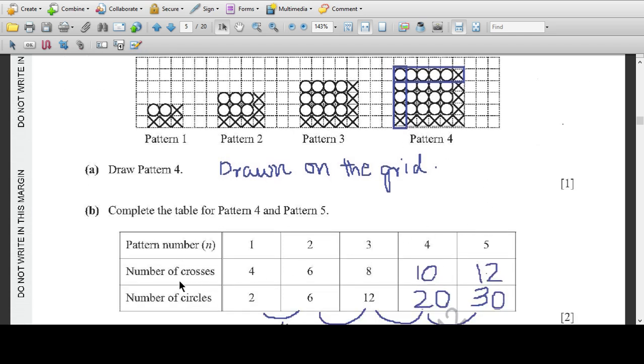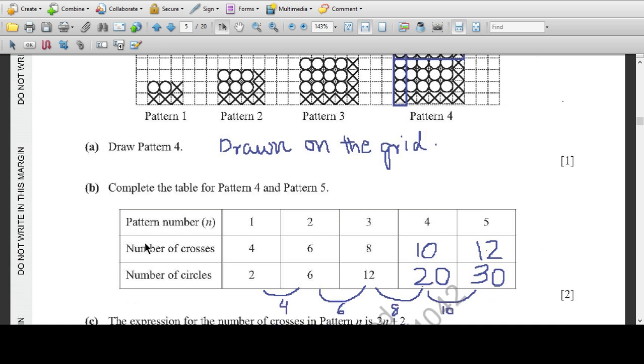And in this pattern 4, we have to complete this table. In the number of crosses, here we have 1, 2, 3, 4, 5, 6, 7, 8. So in pattern 3 we have 8 crosses. In the 4th pattern we have 1, 2, 3, up to 10 crosses, so we write down 10. And in the next pattern we will have 12.